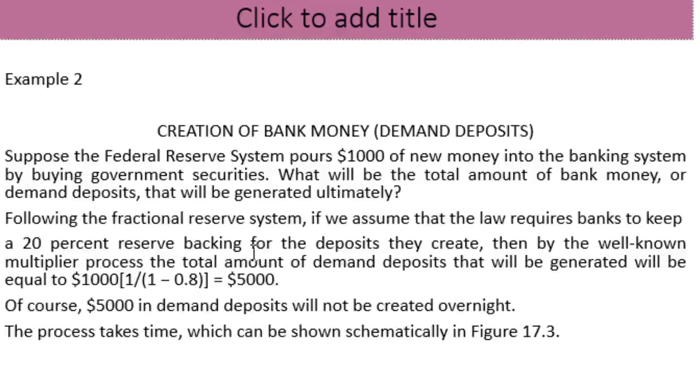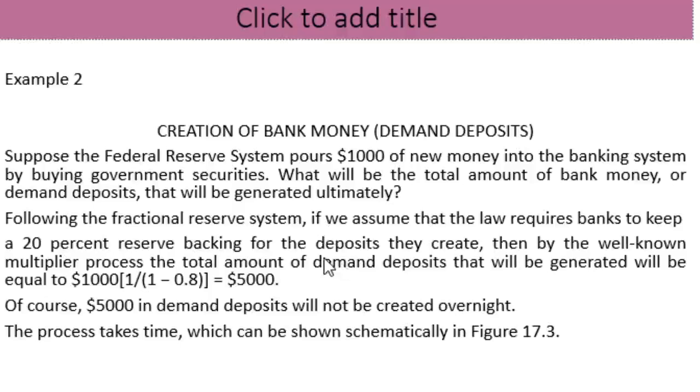The second example is on the creation of bank money or the demand deposit. Suppose the Federal Reserve System pours $1,000 of new money into the banking system by buying government securities. What will be the total amount of bank money or demand deposit that will be generated ultimately? If a new supply of money is created in the banking system, what will be its impact on the demand deposit is explained here.